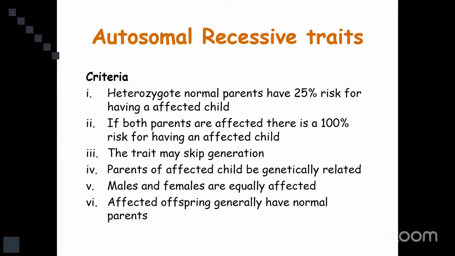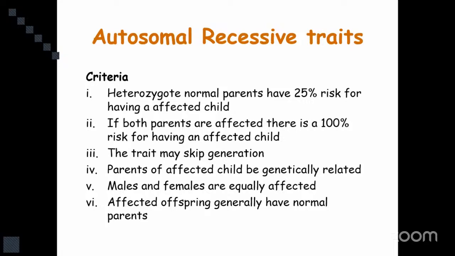Then we have what we call autosomal recessive traits. In autosomal recessive traits, the parents are usually normal. And because they are normal carriers, they have a risk of having 25% of their children affected. If both parents are affected, then it's 100%. Because remember, everything is small letters, aa, bb. So if you have small letter aa and the father has small letter aa, as much as they are affected, the children will be 100% affected.